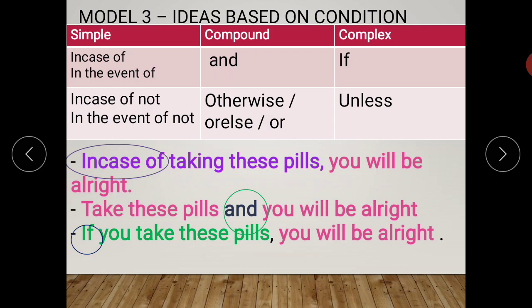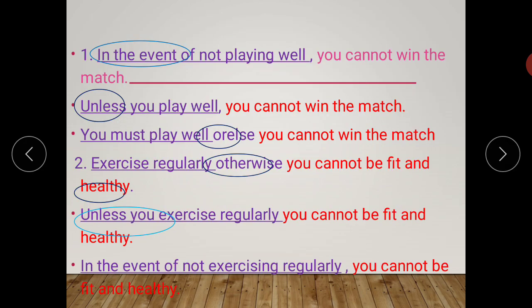Let's see some other examples of the same model 3. In the event of not playing well, here the idea is in the negative. If it is in the negative form, what we need to do? In the event of not playing well, you cannot win the match. It is very common, no? If you don't play well, you cannot win the match.